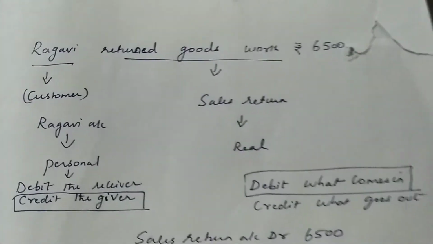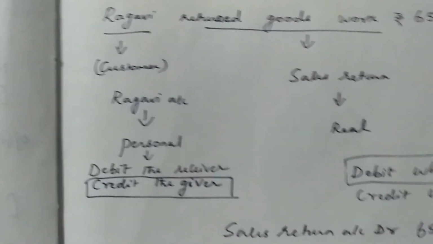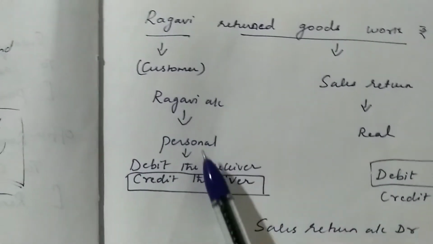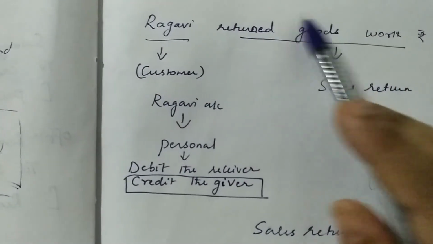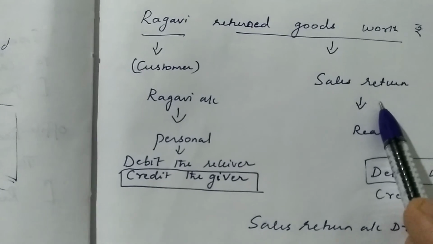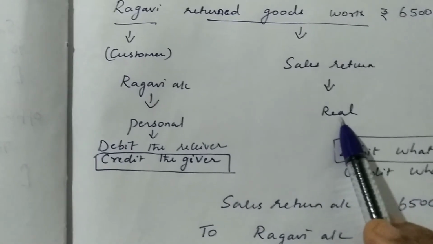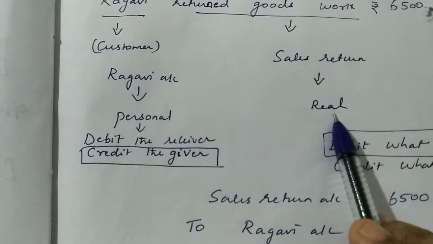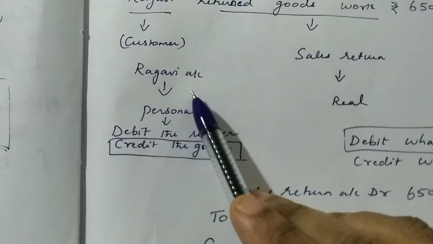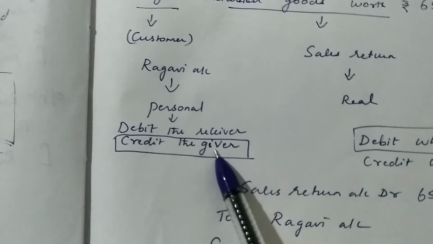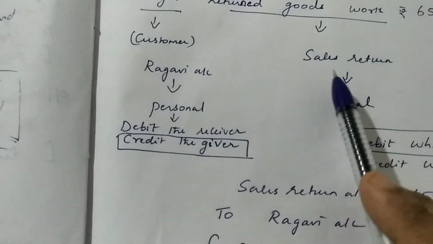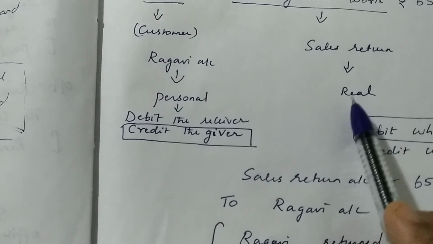Raghavi returned goods worth 6,500. So Raghavi is our customer. So Raghavi comes under personal account. Return goods. When customers are returning goods, it is obviously our sales return. Sales return, I am going to consider this as real account item. Right? As we are dealing with goods. Raghavi comes under personal, debit the receiver, credit the giver. When Raghavi is returning those goods, she is the giver. So credit the giver. Sales return, as I told you, we are considering this as a real account item.